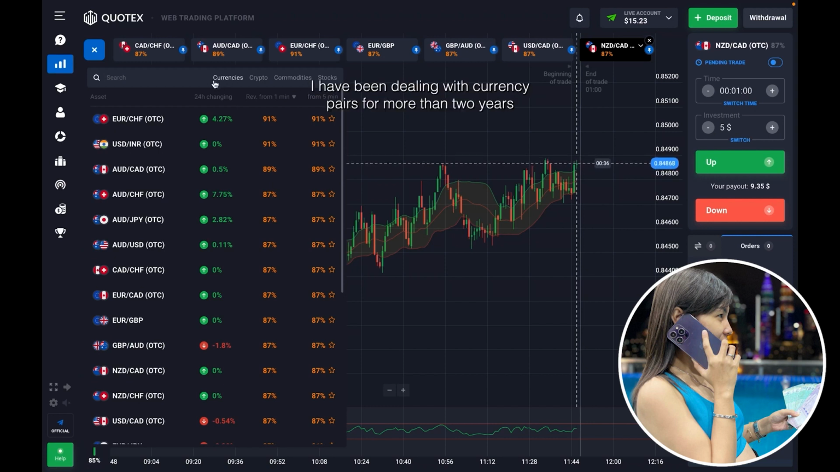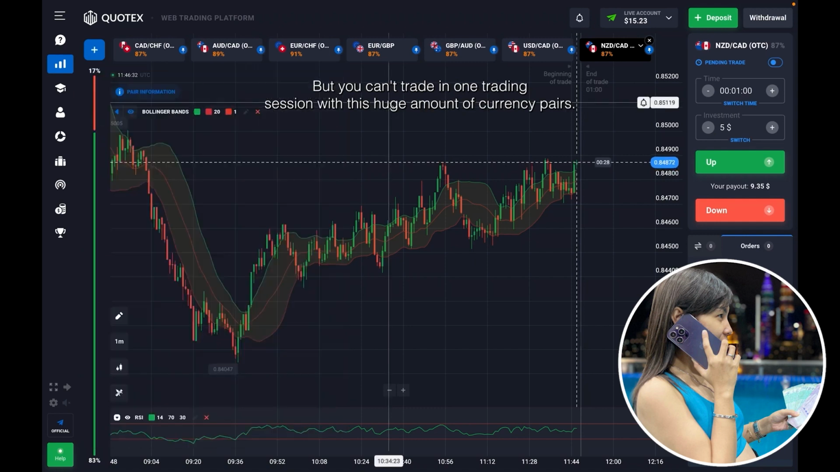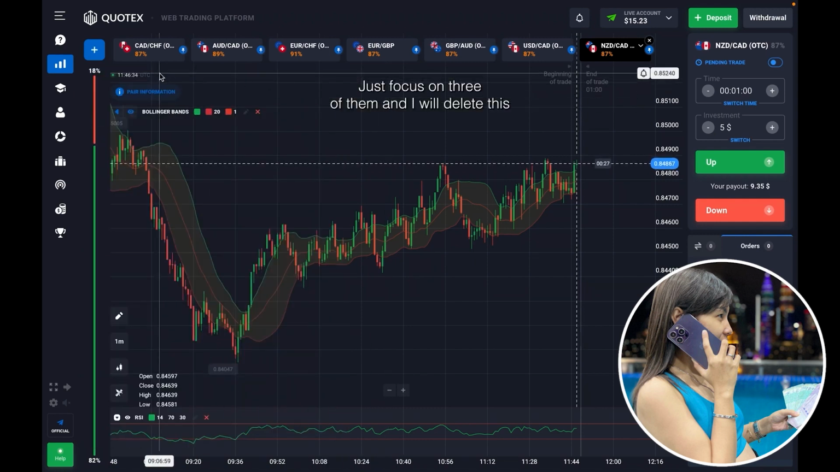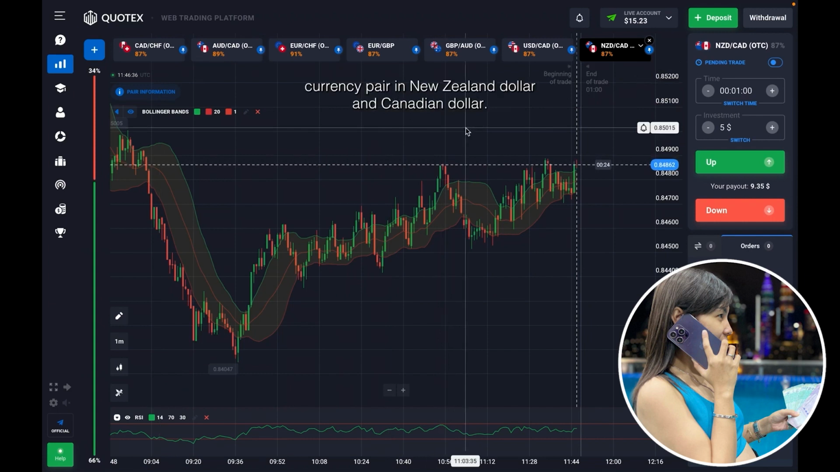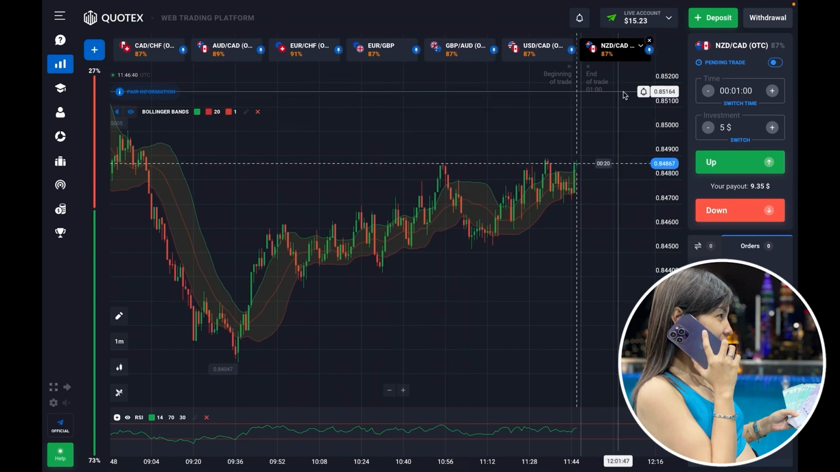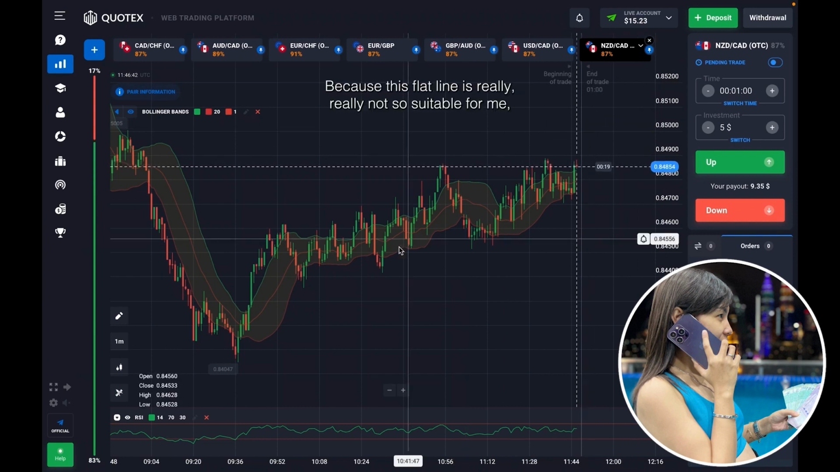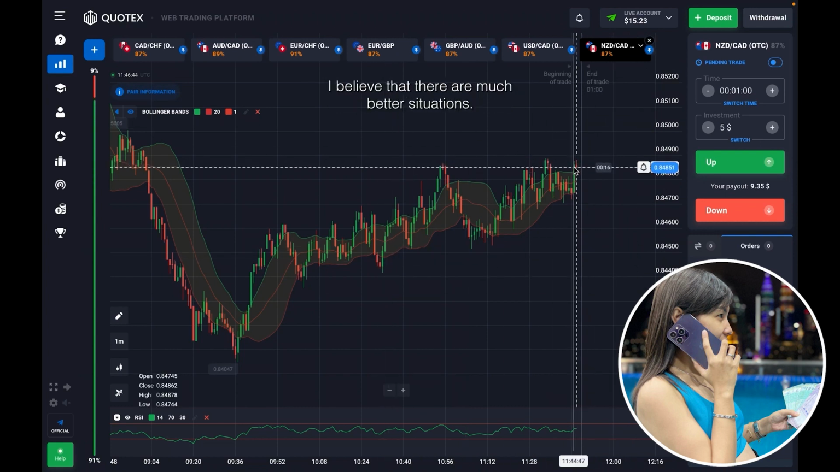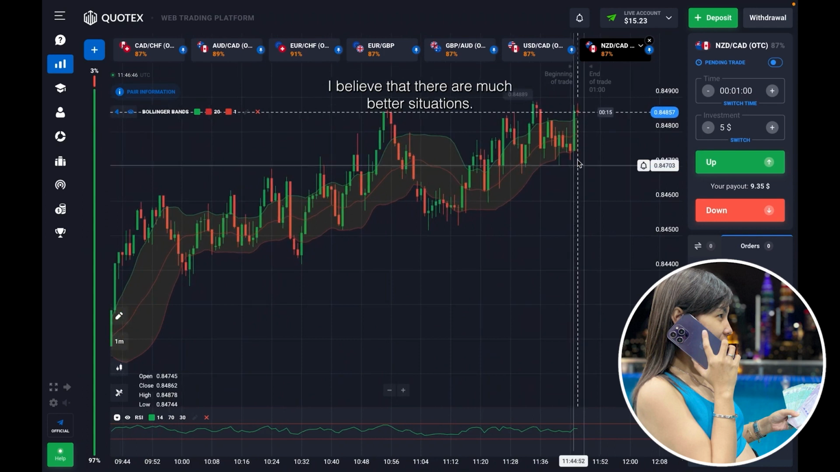I have been dealing with currency pairs for more than 2 years, and I can say that I'm really successful in this, but you can't trade in one trading session with this huge amount of currency pairs. Just focus on 3 of them, and I will delete this currency pair, New Zealand dollar and Canadian dollar. You know why? Because this is a flat line. It's really not so suitable for me. I believe that there are much better situations.